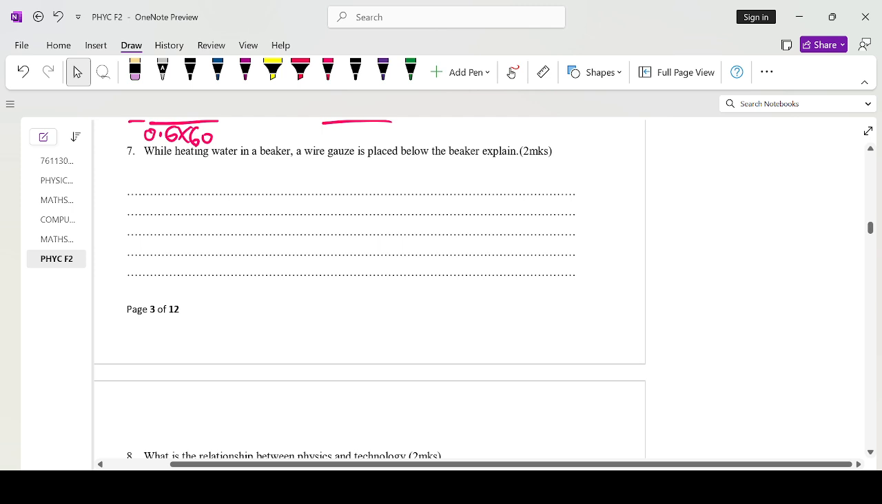While heating water in a beaker, a wire gauge is placed below the beaker. Explain the role of a wire gauge. While heating water in a beaker, a wire gauge is placed below the beaker. Explain the role of that wire gauge.